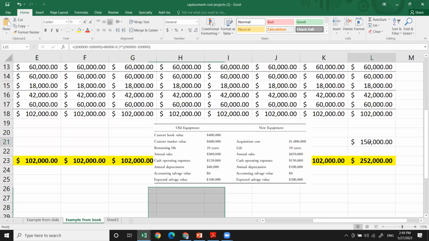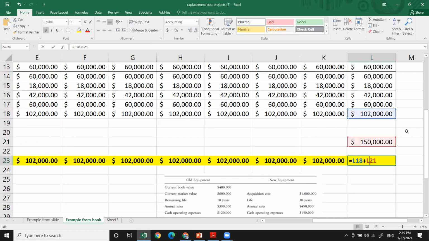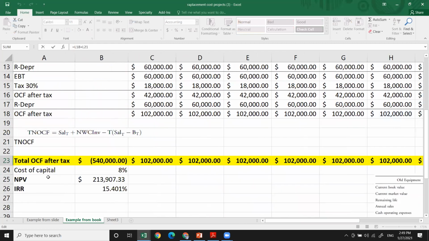So this is how we get the book value, the terminal non-operating cash flow. Then this terminal non-operating cash flow is added to the cash flow after the tax. So once we did it, it is time to estimate the NPV. We are applying the NPV function in Excel, which is 8% and so on, and we get a positive number. So we do accept the project.